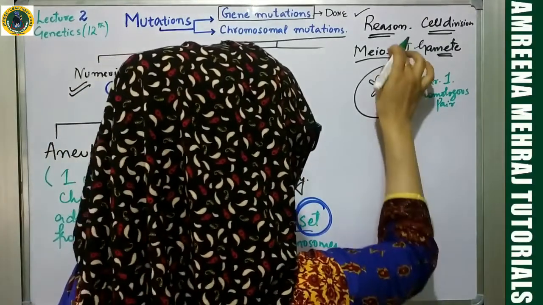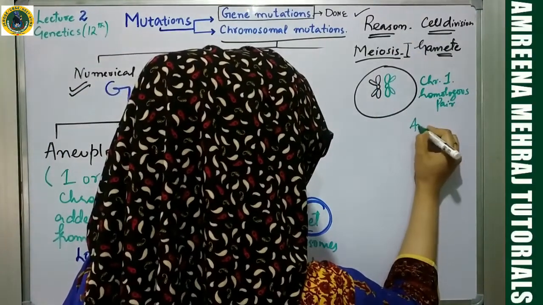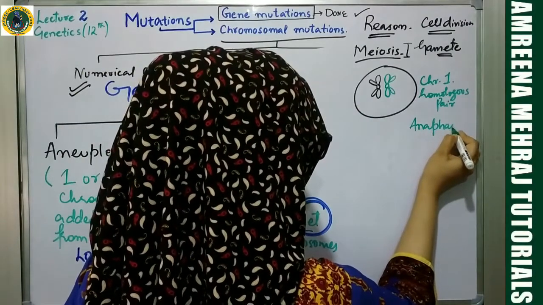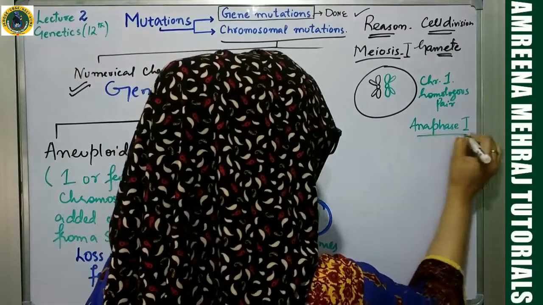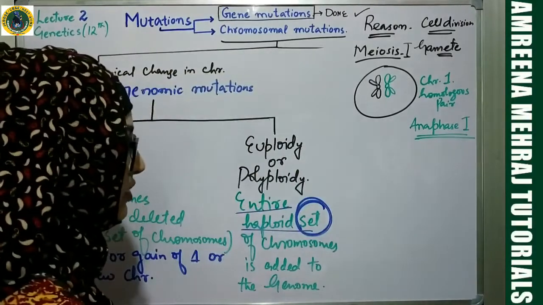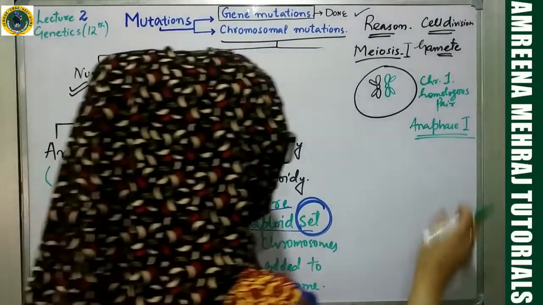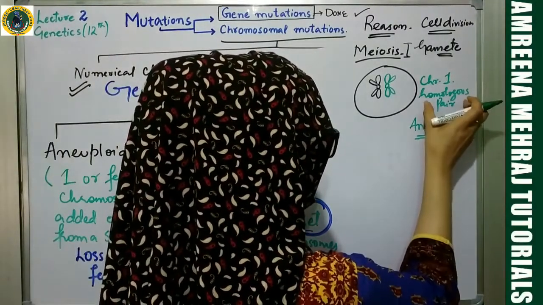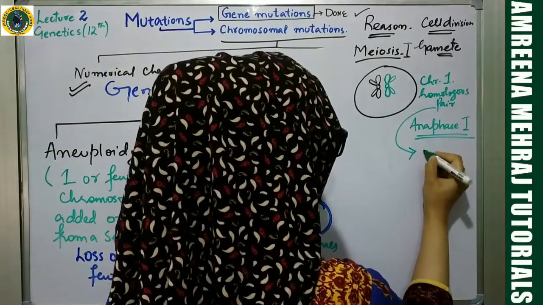Now what happens during meiosis 1, specifically when we talk about anaphase 1? Think, what happens in anaphase 1? What is the job of anaphase 1? During anaphase 1, this homologous pair of chromosomes has to undergo what?